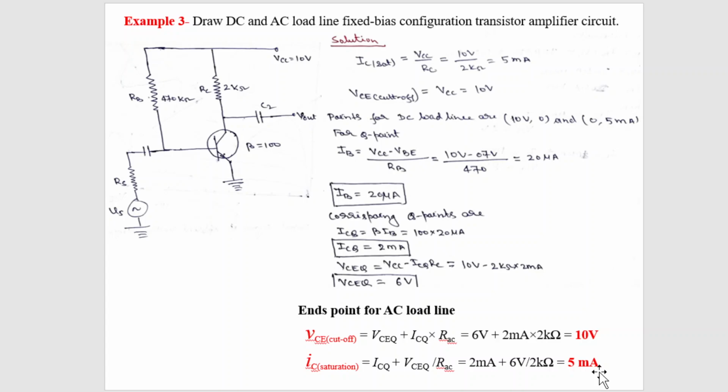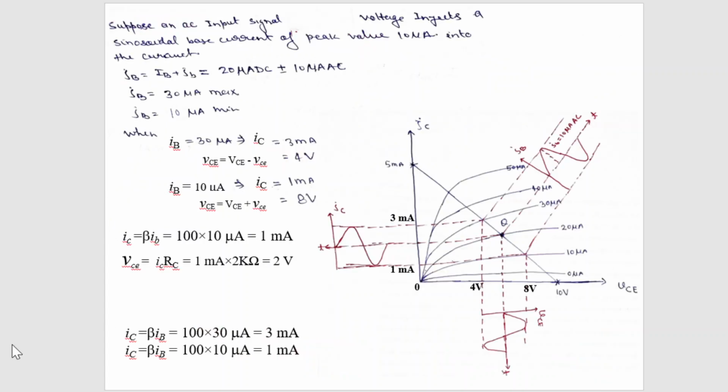Now if you draw the load line, this is the y axis and this is the x axis. This is small v capital C, because we have superimposed the input AC signal, and this is small i capital C. So this is 4 volt, 8 volt, 10 volt, and this is 1, 3, 5. So both end points for the DC load line and AC load line are the same. If we combine these two lines, that basically gives the AC load line and DC load line. And the Q point we have determined.